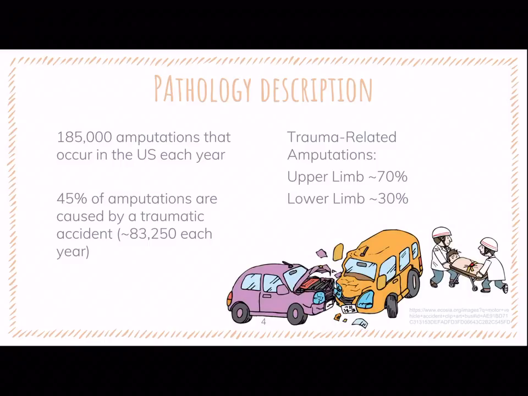83,250 amputations each year. Out of that number, 70% of those are upper limb amputations, and about 30% are lower limb. This is due to the fact that usually if you're working with machinery, you're using your hands or your upper limbs, and when you're driving, you have your arms stretched out, so that's why there's a larger percent of upper limb amputations that are directly related to trauma. So that's some facts about that kind of pathology.